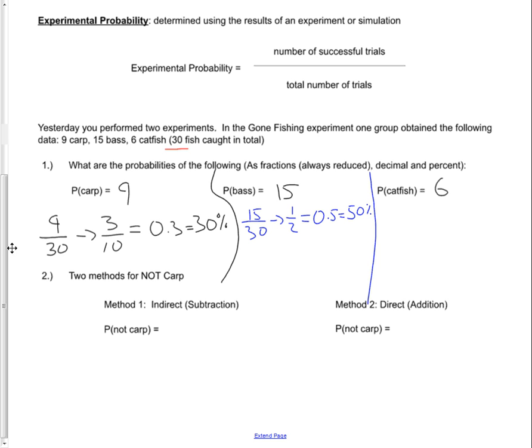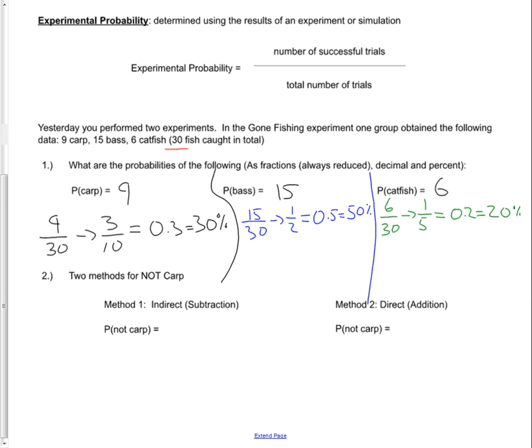Okay. And the final example there is for catfish. Well, catfish, I got 6 catfish out of a total of 30. I can divide both 6 and 30 by 6, and that's going to result in 1 over 5 as a fraction in lowest terms. 1 divided by 5 is going to give me 0.2, and if I turn that into a percentage by multiplying it by 100, it's going to give me 20%. Okay, so again, you can express these in a fraction in lowest terms, a decimal, and a percentage, and you'll be asked to do that a couple of times.